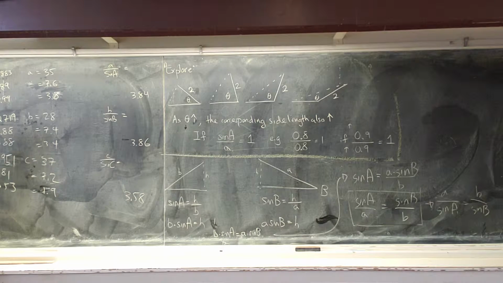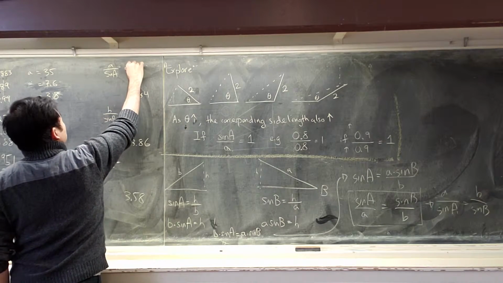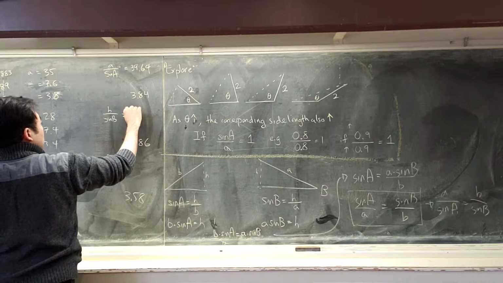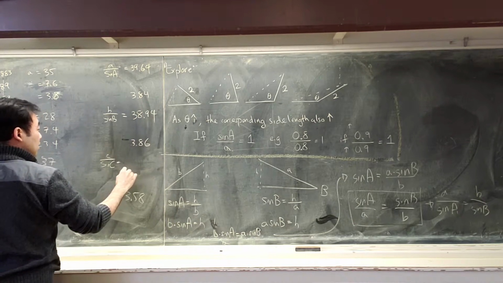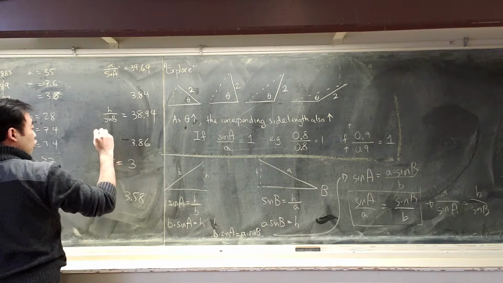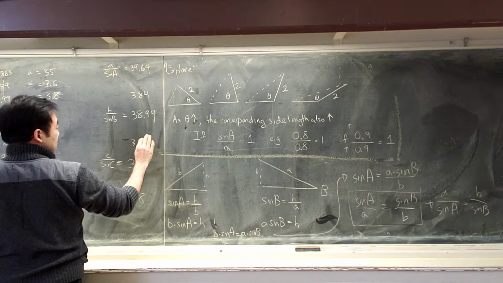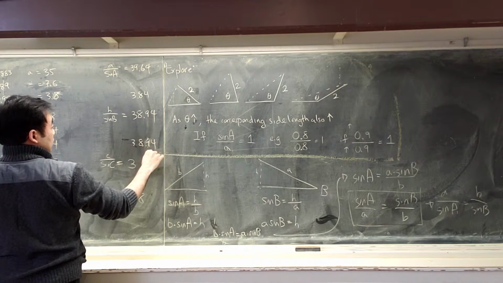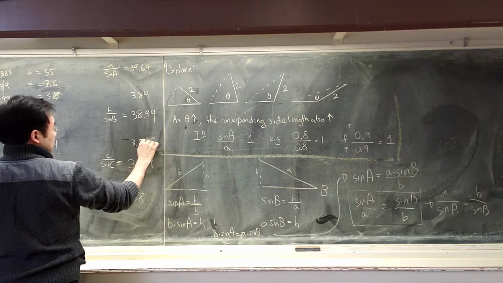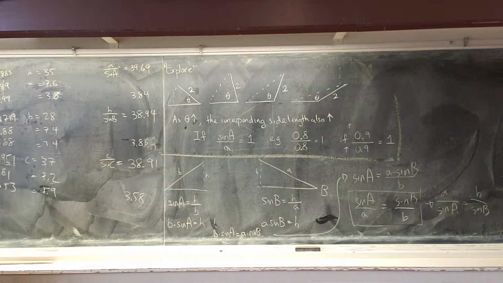That's okay. Human nature, it happens. What were your numbers? For the first one, it was 39.64. For the second one, 38.94. And for the third one, 38.91. Okay, that's pretty good.